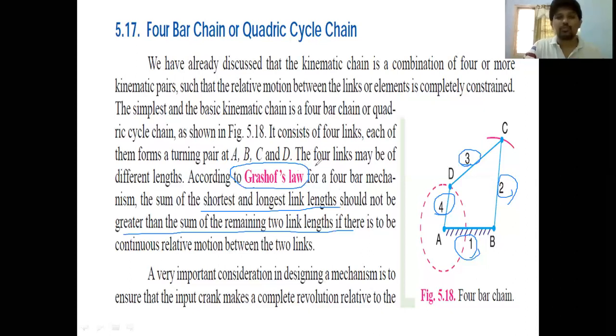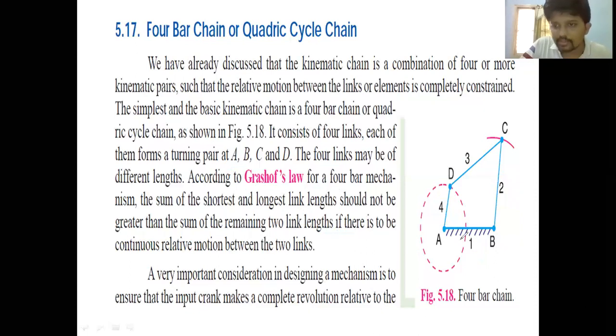If we are satisfying that Grashof's law, then there is some relative motion between the chain mechanism and we can define it. So here we are going for a 4-bar chain mechanism. So you have 4 bars and you are satisfying our Grashof's law. Assume you satisfied Grashof's law. Here you have four turning pairs.